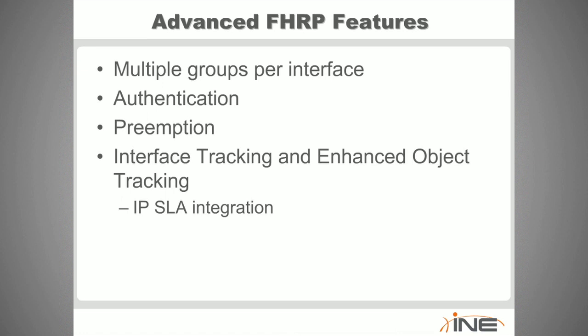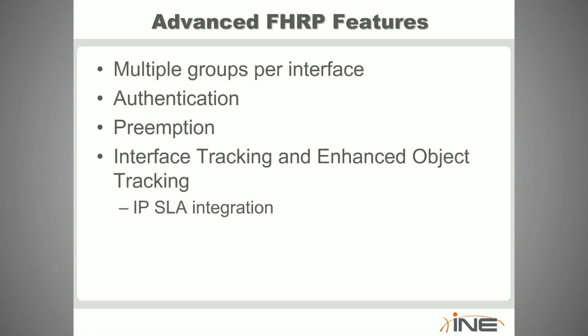Now, it could be as simple as tracking an interface. So if my DSL link to the internet service provider goes down, I want to take myself out of the active status. Or it could be one of those complicated IPSLA operations. Now, GLBP, in addition to this, you can also use it to change the weighting, which affects the load balancing algorithm between the active virtual forwarders.